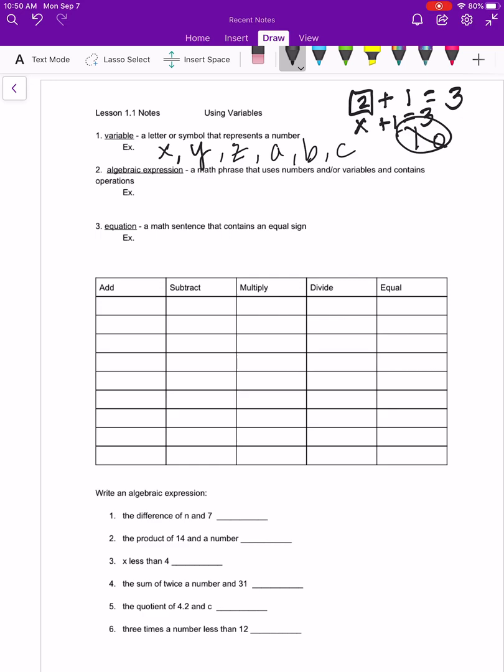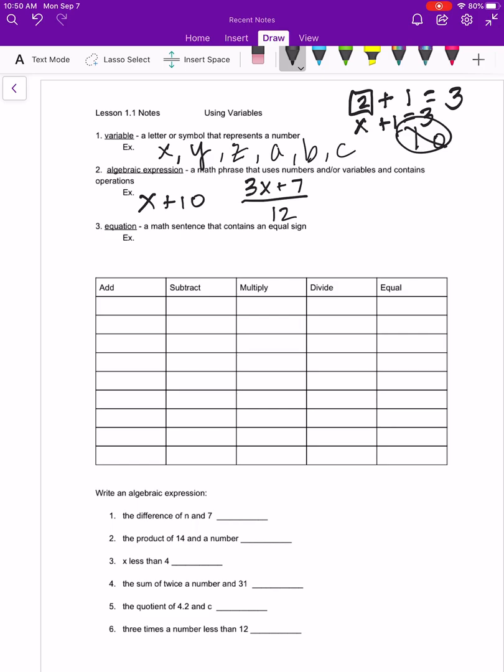Again, probably nothing new there. It's a math phrase that uses numbers and/or variables, and contains operations. So some examples of algebraic expressions: you could have x plus 10. That's an algebraic expression. You could get fancy and say 3x plus 7 all over, or divided by, 12. It is a math phrase that uses numbers, here's a number, and/or variables, and contains some operations. So the operation was add. Here, there's two operations, add and divide.